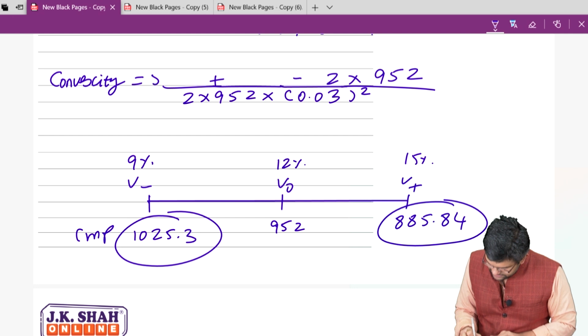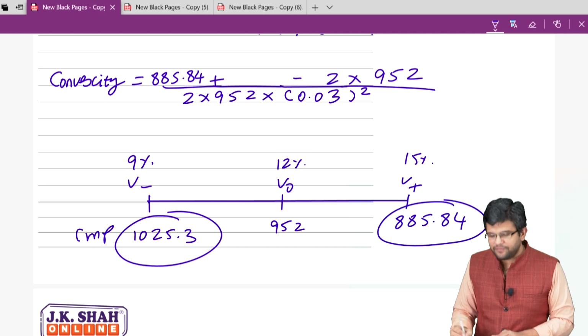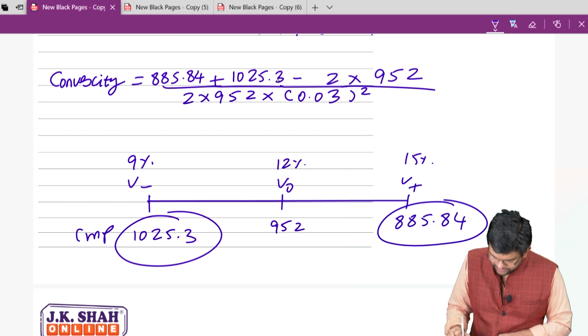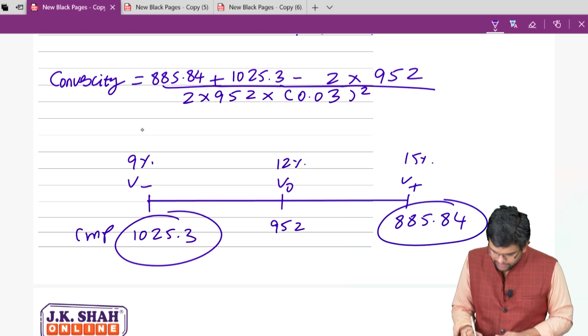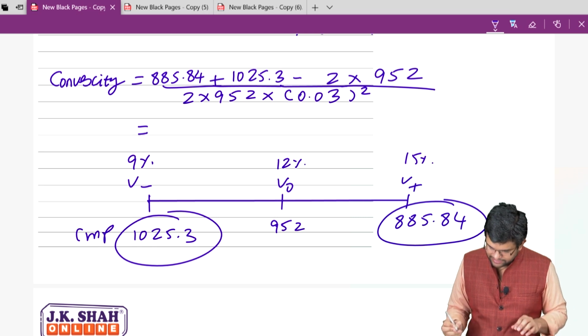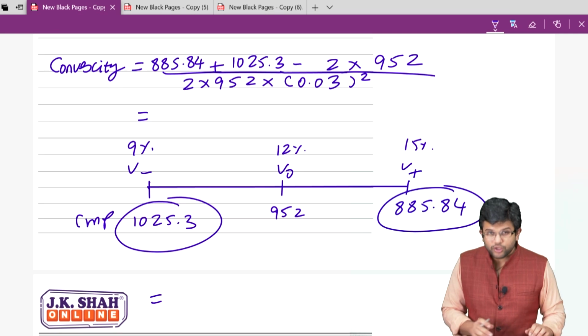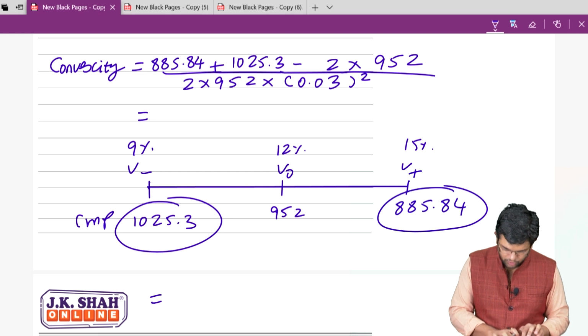So V plus is 885.84, and children, V minus is 1025.3. So children, let's now take the calcs and solve this. I'll take it downstairs here. So the numerator, we have 2 into 952 plus 885.84 plus 1025.3 plus MRC.